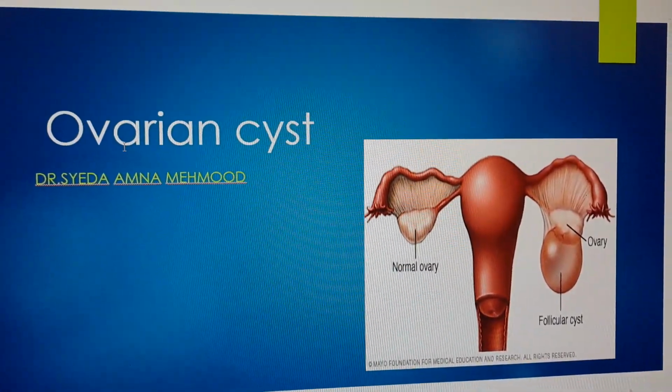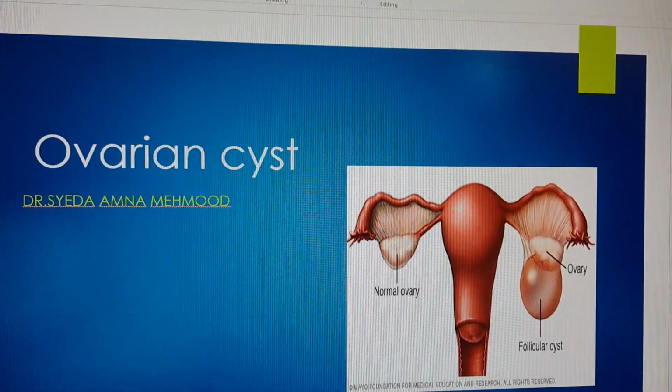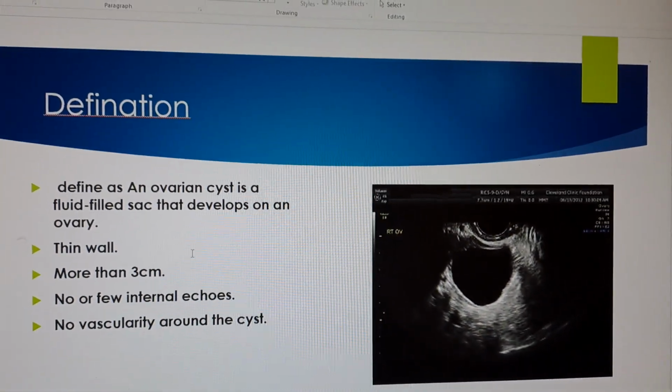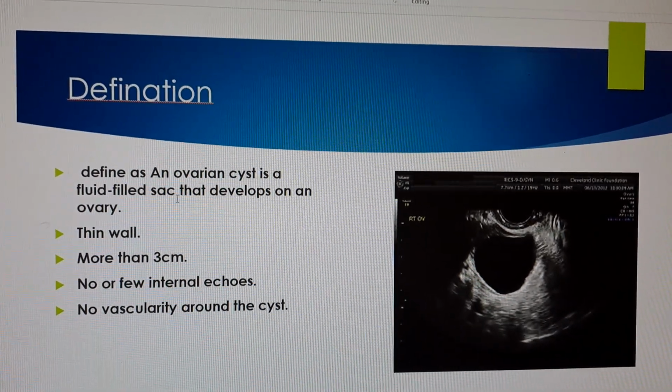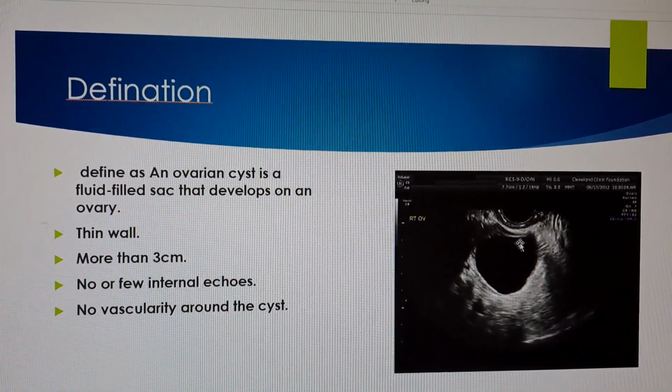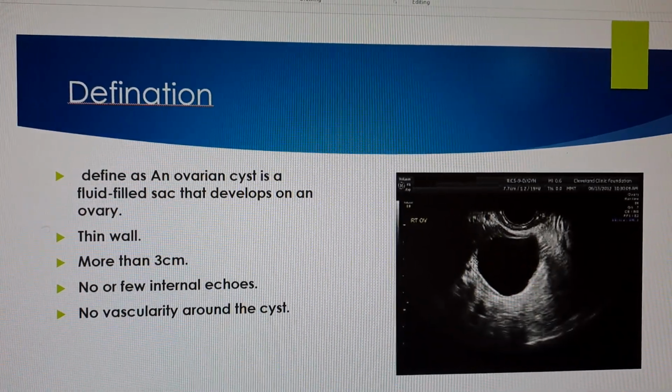Today I will select the topic of ovarian cyst. As you know, the ovary has follicles. First we have to know the definition of the ovarian cyst. It is defined as a fluid-filled sac which develops inside the ovary, the cyst in the ovary.